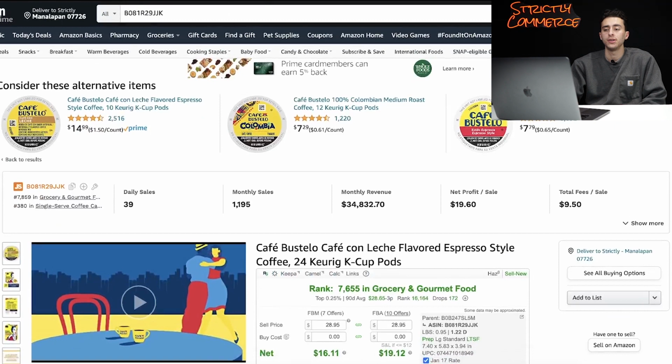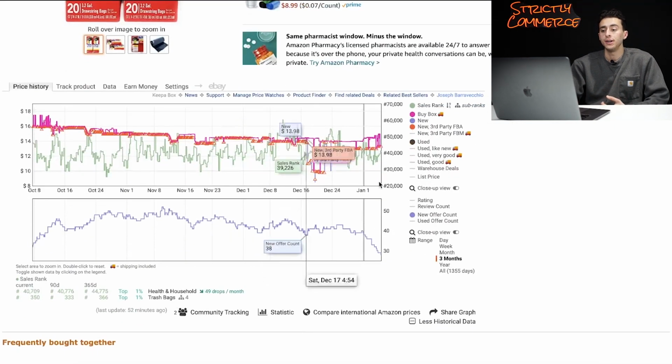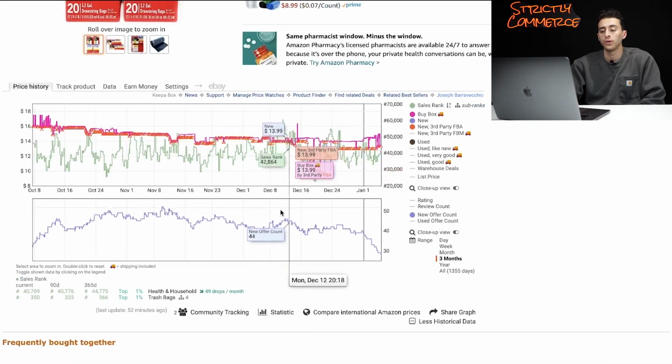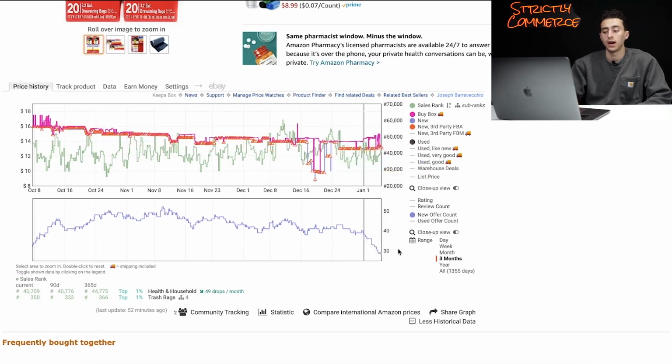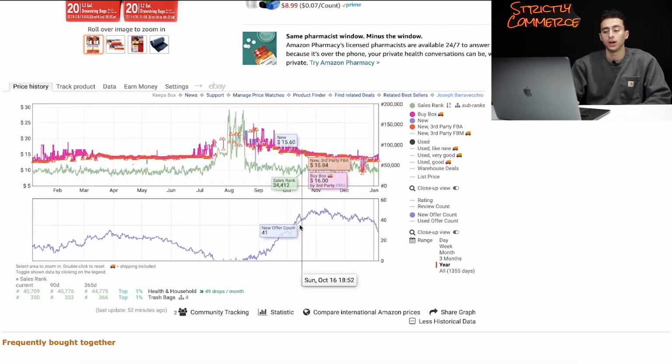So now we're going to jump into the next listing. On here, we have a different looking Keepa chart. This is one where there's a lot more sellers, there's a lot more movement going on, there is a buy box, the price is going down over time, but also the sellers are going down over time as well, so we can expect this price to go up.